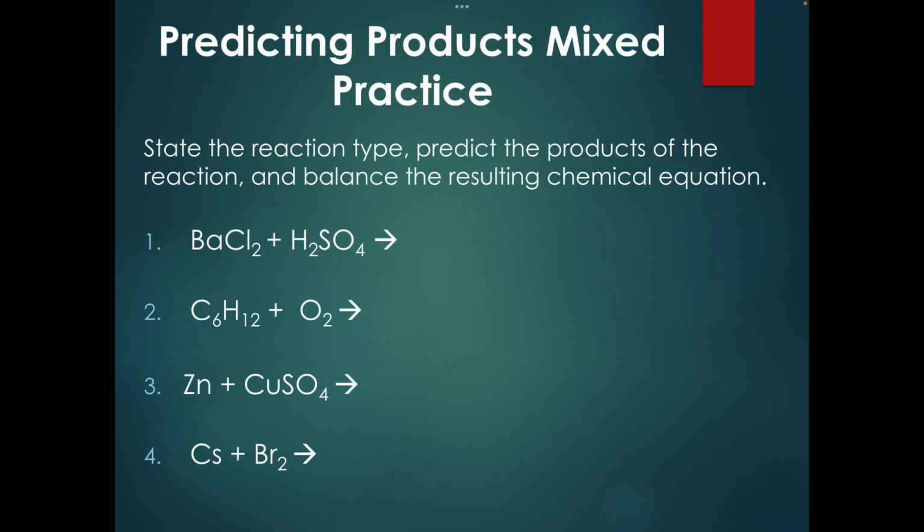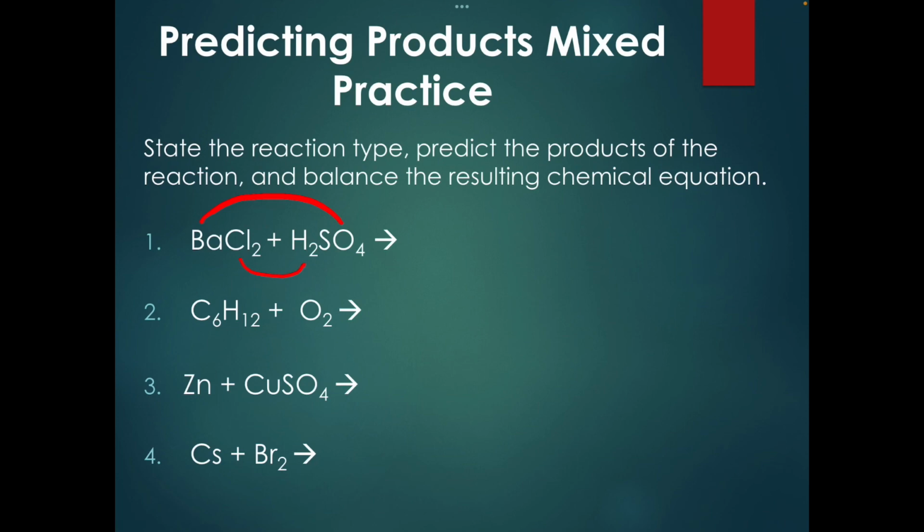Alrighty, so for our first one, we have two different compounds. When we have two compounds, that will be a double displacement reaction. Okay, so barium chloride and sulfuric acid. So what we'll do is we'll put the two outside ones together and the two inside ones together.